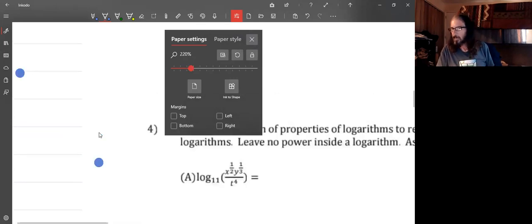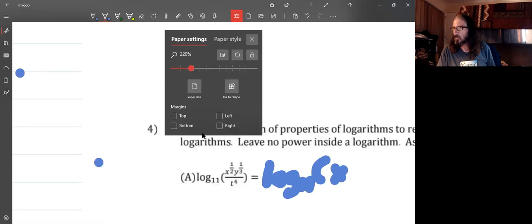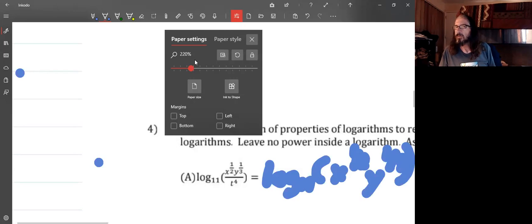We would have the log in base 11 of the product of x to the 1/2 times y to the 1/3 minus the log in base 11 of t to the 4th.